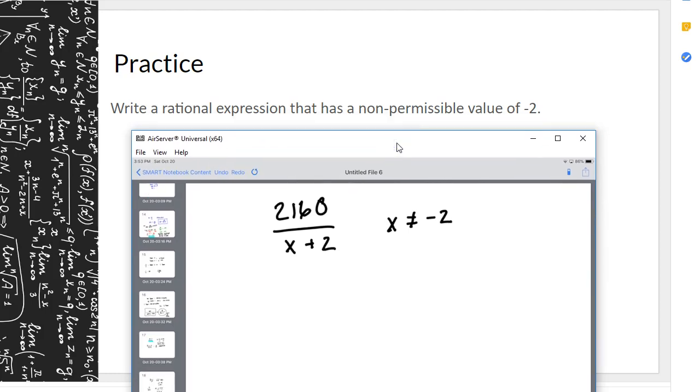What's another one? Well, what if we had 4 plus x over x plus 2 times x minus 1? Well, in this case, x cannot equal negative 2. And of course, there is a second restriction, but we have a non-permissible value of negative 2 either way. So there are a variety of equations that have negative 2 as a non-permissible value.